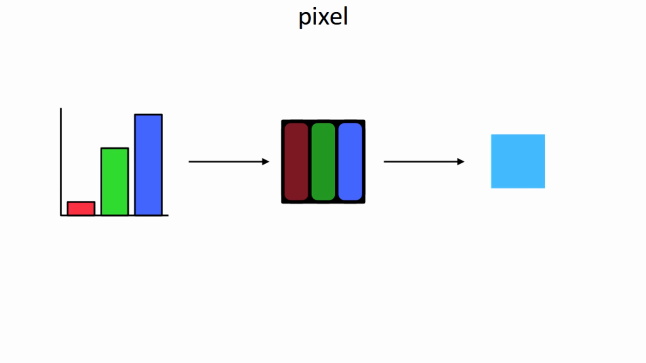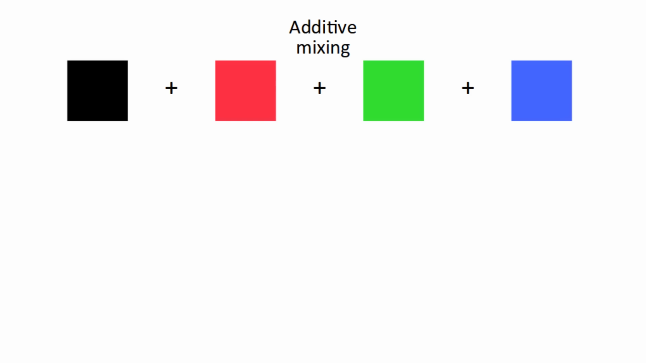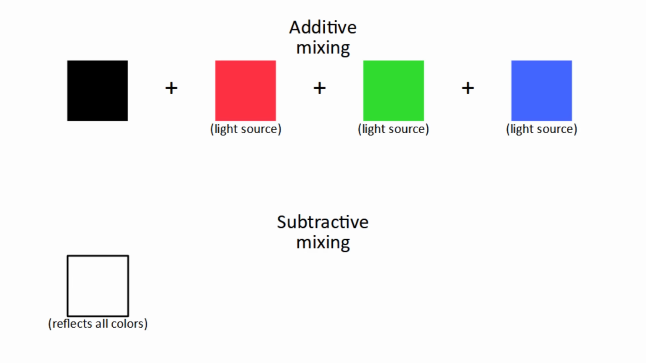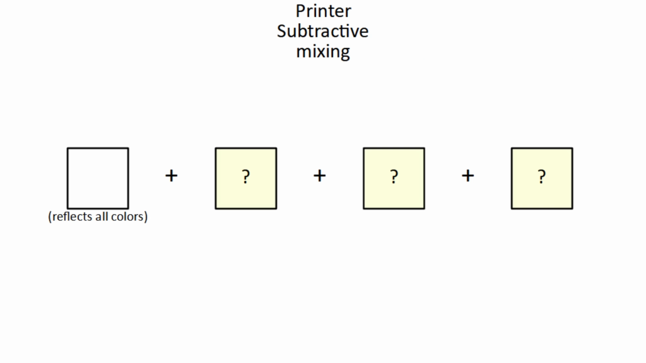What about printers though? They can't just combine light sources because the result should be a piece of paper, which isn't a light source, it's just a reflector. So instead of additive color mixing, where you start with black and then add the primary colors in the form of light sources, printers use subtractive color mixing. This is where they start with white, which reflects all colors, and then they subtract the primary colors from it to get the desired color. But they're not physically removing anything from the paper. In fact, they're adding something. So what is it that they're adding?